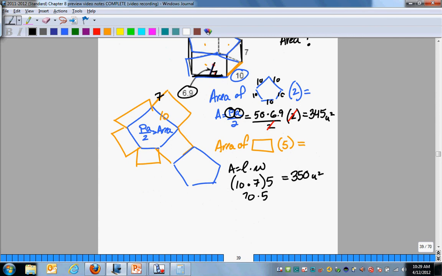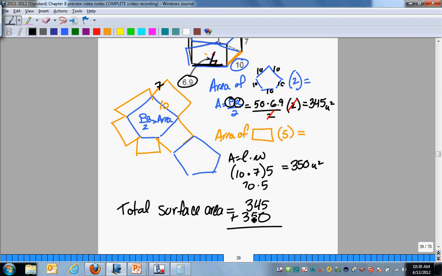To find the total area, if this were a box unfolded, this would be considered the total. We call this surface area. It's going to be 345 plus 350. That's 5, 9, 6. 695, and we aren't given units, so we're just going to call it units squared. We box it and label it. That is the area of the total net.